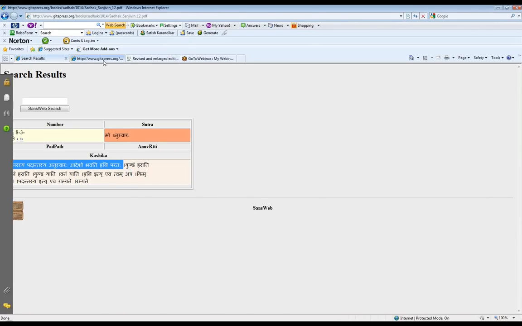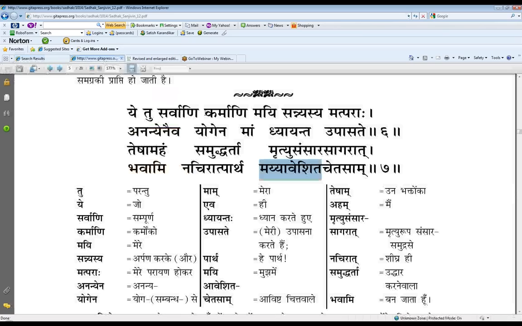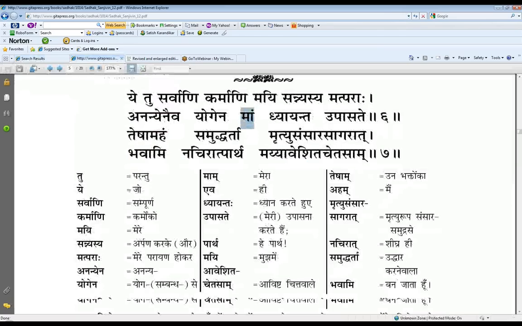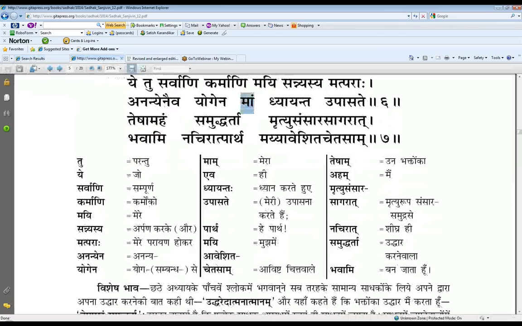This comes in almost every shloka, you'll find this. Here we have it: yetu sarvani karmani mayasanyasya matparaha ananyena iva yogena mandhyayanta upasate. So, mandhyayanta. You see this one, mam. If you come down here in the padacheda, you will see mam. Yetu sarvani mayasanyasya matparaha. Okay, here it is, mam.